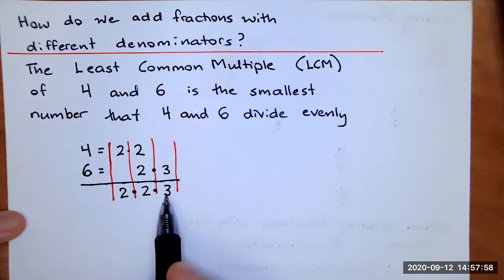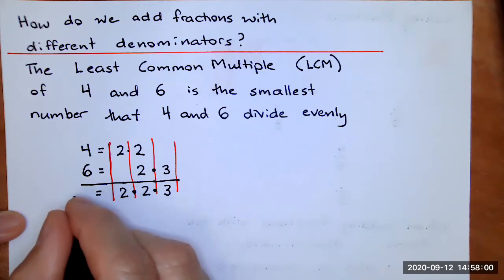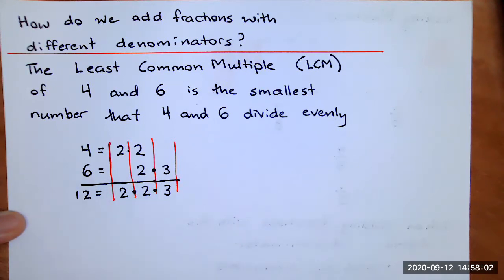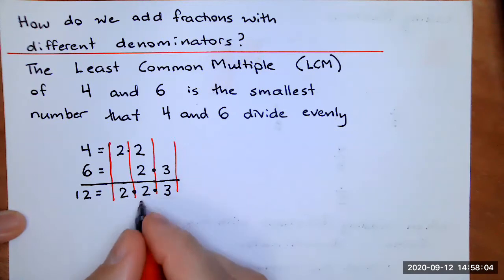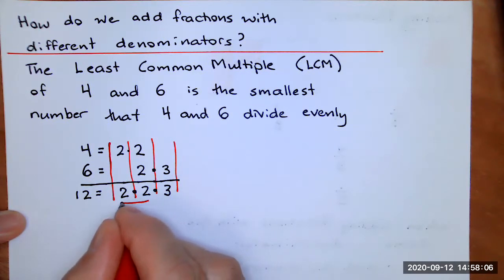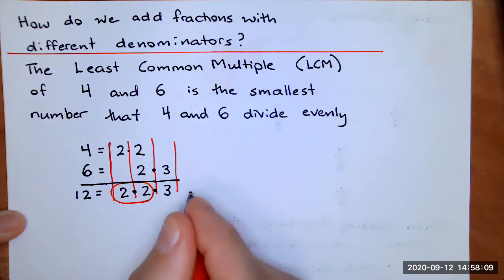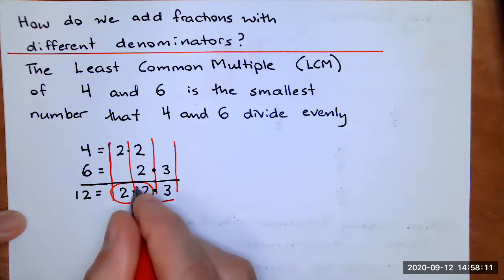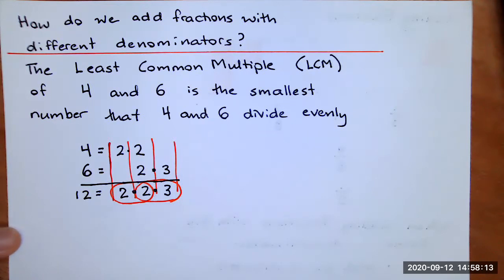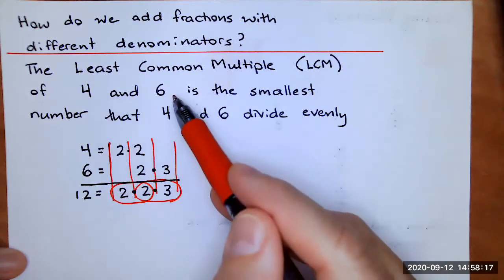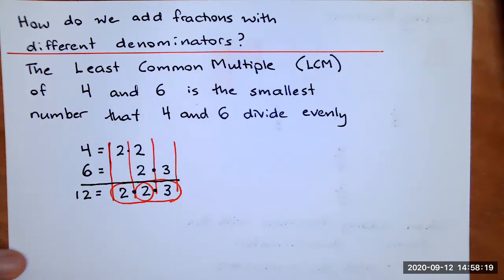2 times 2 times 3 is 12. And you can see that that's the smallest number that 4 goes into and 6 goes into. So that's the least common multiple of 4 and 6. Let's do another.